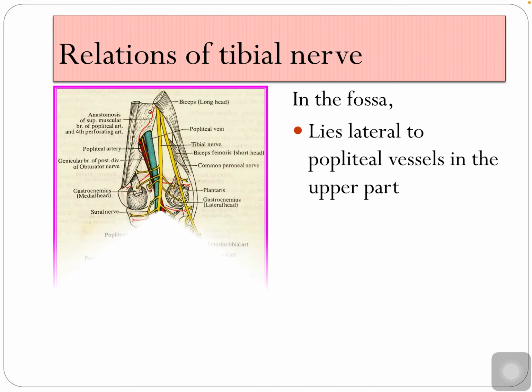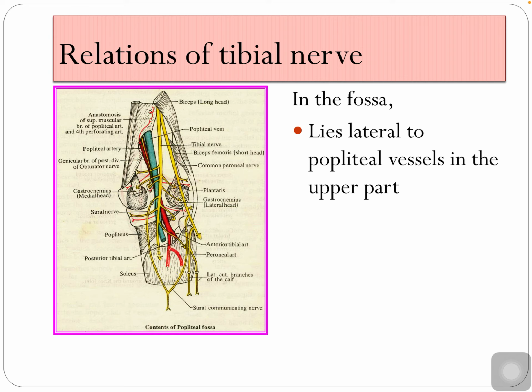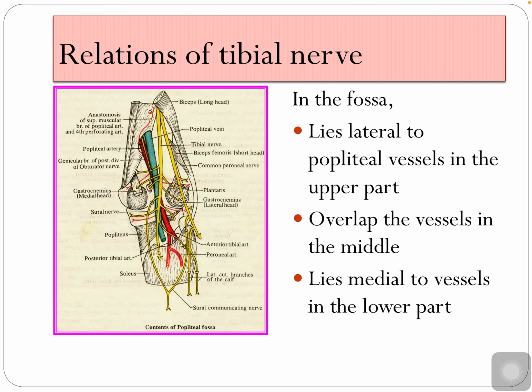In the fossa it lies lateral to the popliteal vessels in the upper part. So this is popliteal artery and this is the tibial nerve, lateral. It overlaps the vessels in the middle, and lies medial to the vessels in the lower part. This we have understood very clearly when we covered the popliteal artery already.